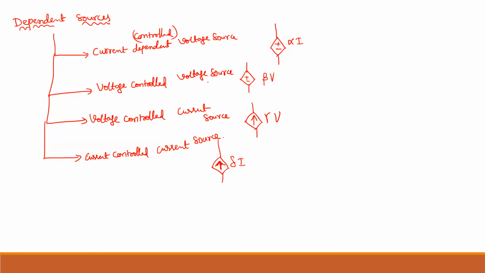Whenever you see the plus minus symbol, it is a voltage source, and if you see an arrow mark like this, it is a current source, but depends on what quantity? That you can see here: alpha into I, beta into V, gamma into V, delta into I. So depending on the quantity, you can name the dependent source.